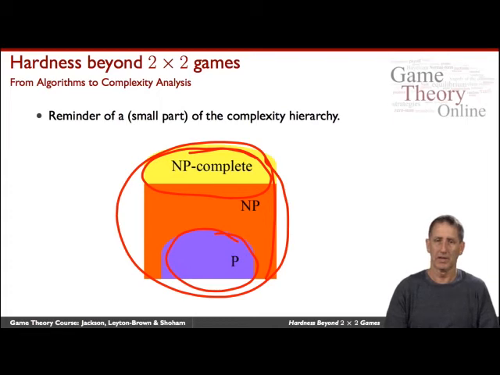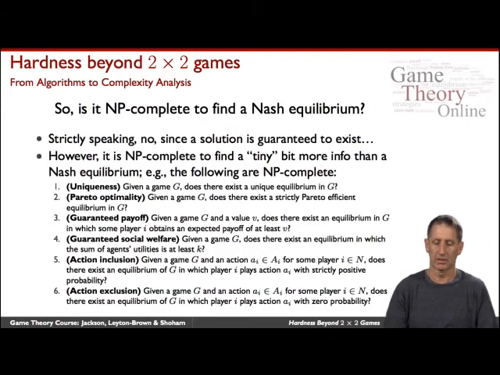So this is the general background we need to keep in mind, and now we can ask, where does the problem of finding a Nash equilibrium reside? In P? In NP? What can we say? Well, first of all, strictly speaking, we can't quite speak about it being in P or NP, because we know from Nash's theorem that a Nash equilibrium always exists. So the question, does a Nash equilibrium exist, is trivial. The answer is yes. So we need to look at it a little differently.